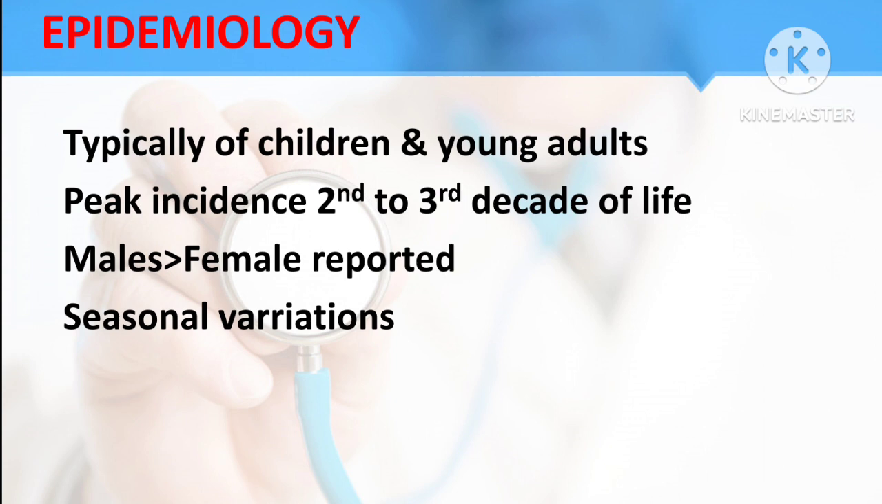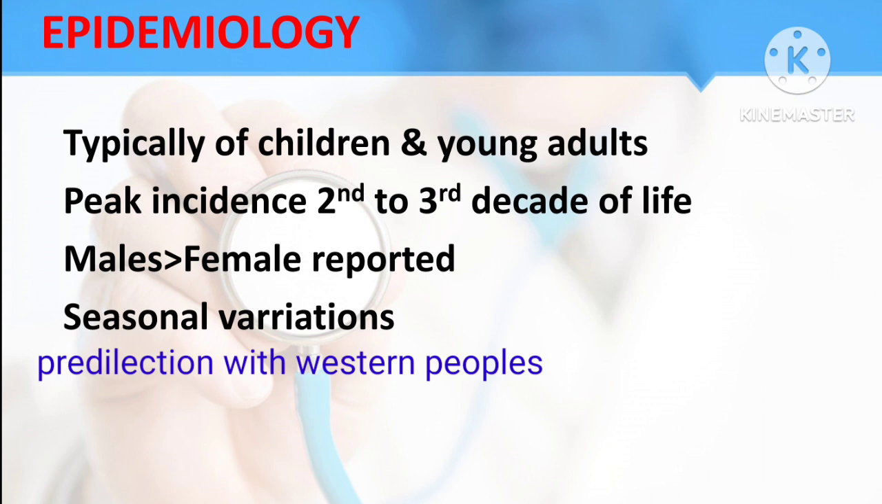The incidence of acute appendicitis is higher in males as compared to females. The reason is not yet clear. Acute appendicitis is much more common in summer months. The incidence is higher in Western populations, particularly because of their diet, which is usually fast food with low fiber, resulting in prolonged colon transit time and acute appendicitis.